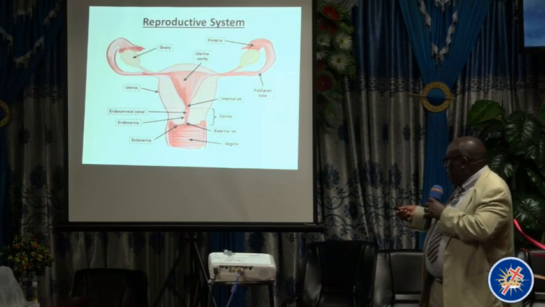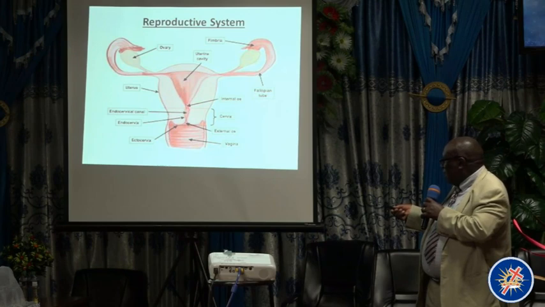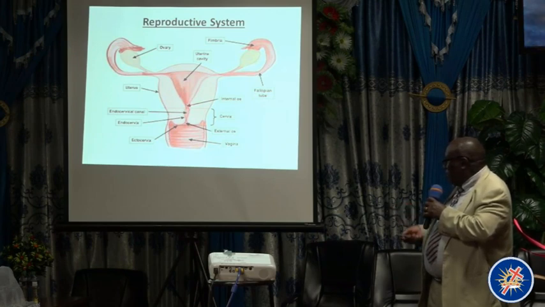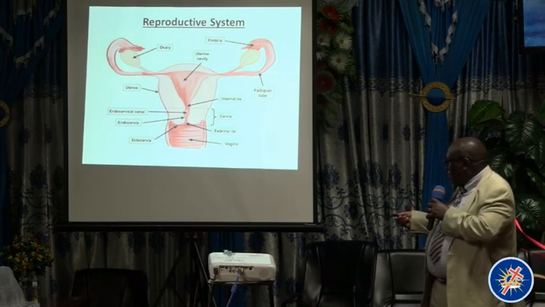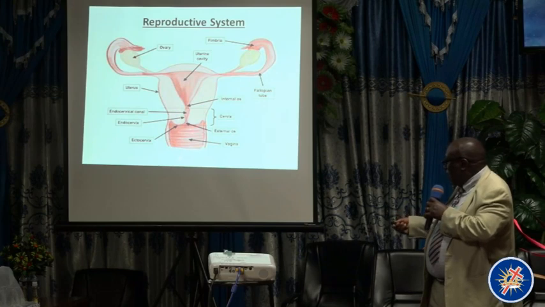This area here is called the internal os. That is where the cervix starts, and that's the cavity of the cervix. That is called the endocervix, and this is the external os, and then down here that's the vagina.